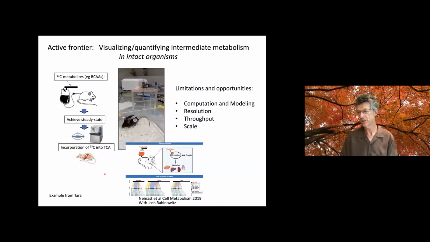I think the computation and the modeling is not there. The tracing and labeling that you get from these kinds of studies is really complicated and requires modeling to really understand it. There's a lot of opportunity there, I think. The resolution is really low. Obviously, we're mashing up entire organs. If we could take this to a higher resolution, I think that would have a large impact as well. The throughput is pretty slow, and the scale is relatively limited, and a lot of these reagents are pretty expensive. So there are hurdles here.